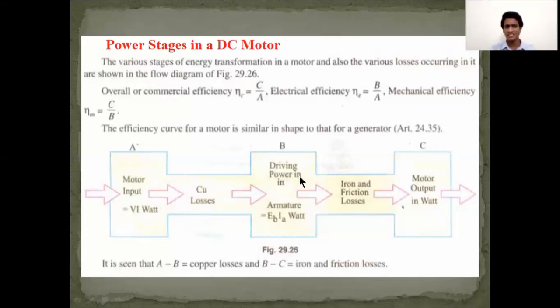A minus B, that is, when I apply a motor input to my machine, copper loss will be occurring and we get EB into IA. So VI minus EB into IA will give us copper loss. Similarly, a mechanical power will be developed in the armature. When it is connected to the shaft, there will be mechanical loss as well as iron loss. So B minus C will give the sum of iron and mechanical losses. Hope it is clear for you.